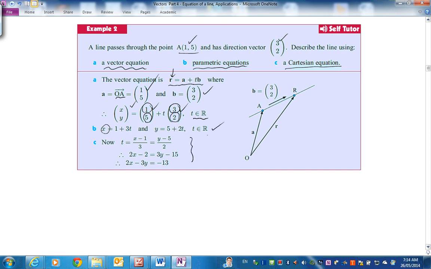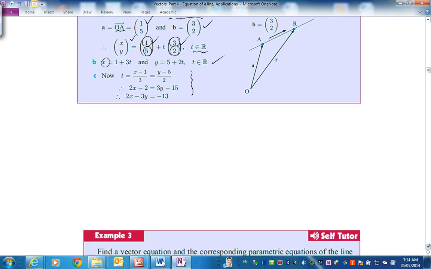You can look at this if you like. It's rearranging to get an expression for t so we can get the Cartesian equation. That's not required in this course, but have a look at it. All right, let's go down and look at another one.